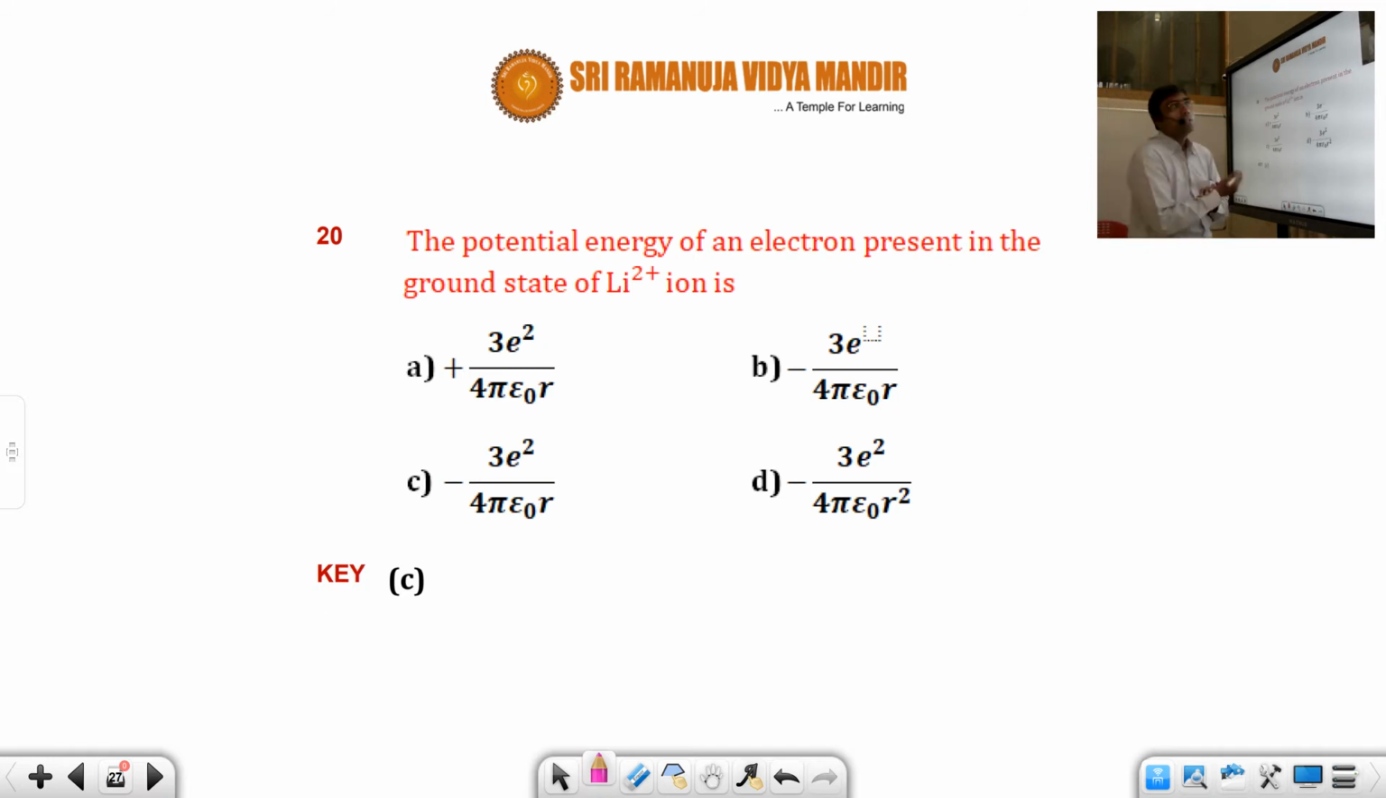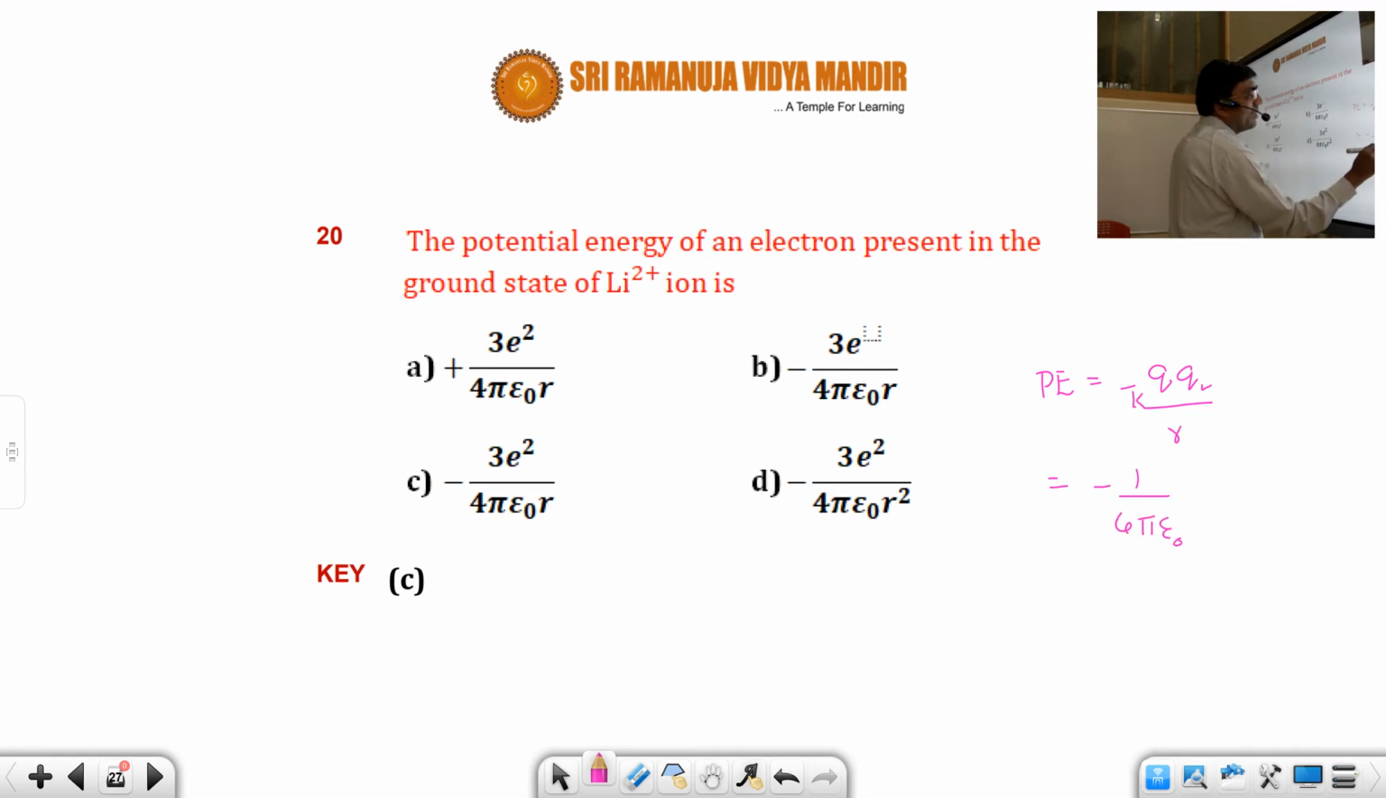A very important question. This question has been asked many times in competitive examinations. The potential energy of an electron present in the ground state of lithium plus 2. So what is potential energy? Potential energy is equal to minus Q1 Q2 by R. So 1 by 4 pi epsilon naught, K is there. So that is minus 1 by 4 pi epsilon naught Q1. So Q1 is the electron, 1 electron.